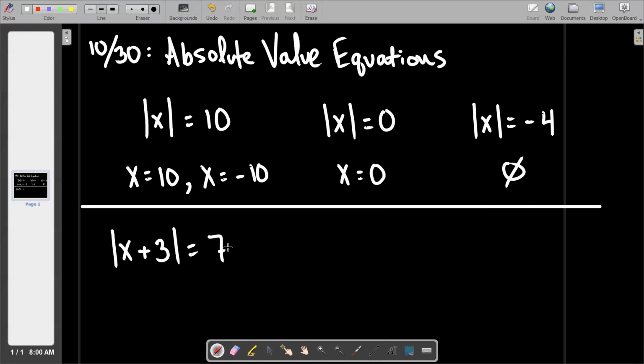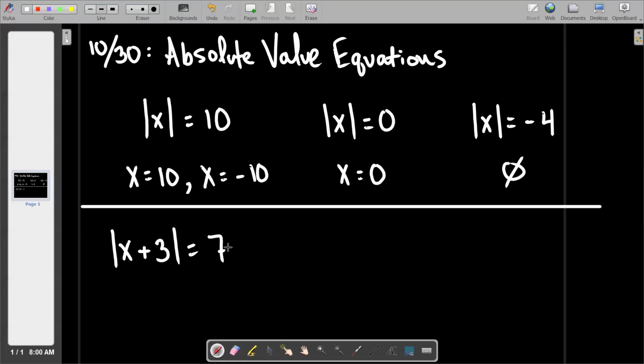Understand something now. I'm not necessarily looking for numbers whose distance away from 0 is 7. I'm looking for numbers that if you add 3 to them, then the answer to that math problem has a distance of 7. So, yes, sir? 4. Good job, Kane. Yes, 4. 4 definitely works, doesn't it? But there's another number that works as well. Do you know what it is? Kane? Negative 10 also works. Good.